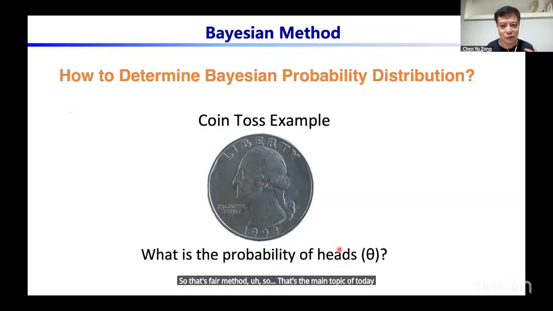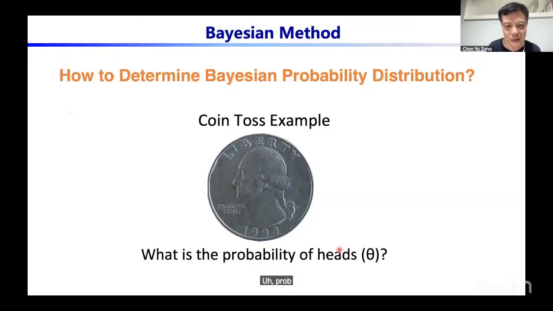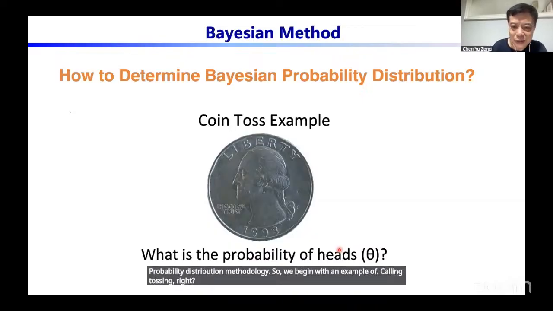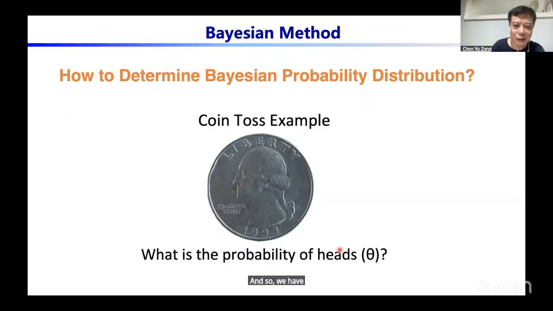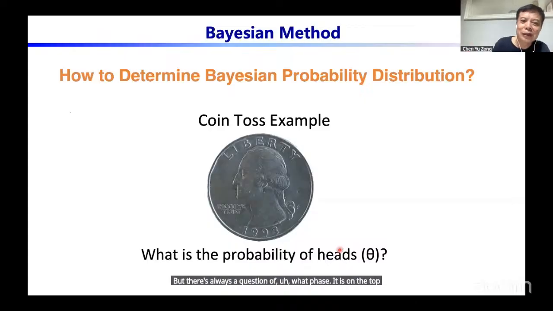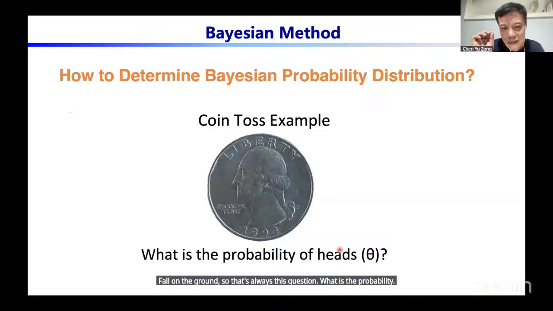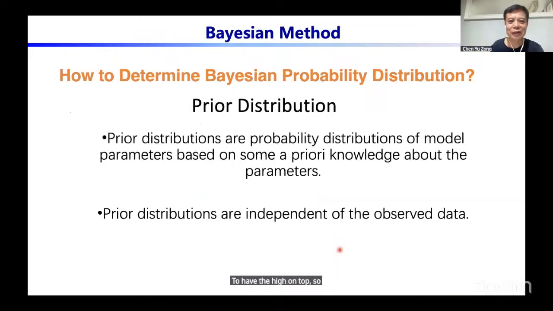How can we generate a density function based on the Bayesian probability distribution methodology? So we begin with an example of coin tossing. When we toss a coin, there's always a question of what face is on the top when it actually falls on the ground. So that's always the question: what is the probability to have the head on top?